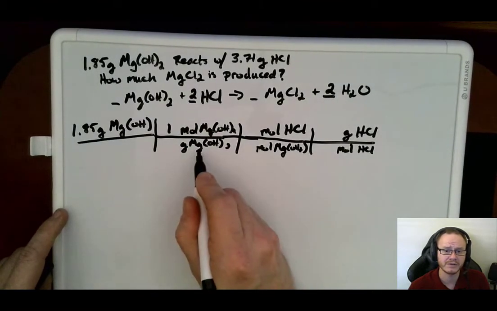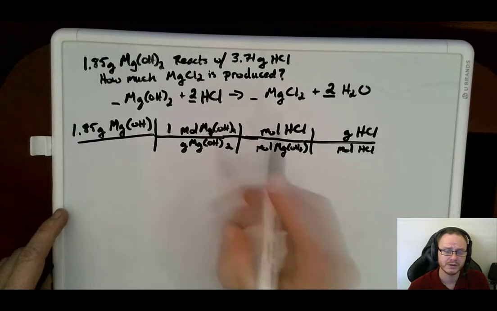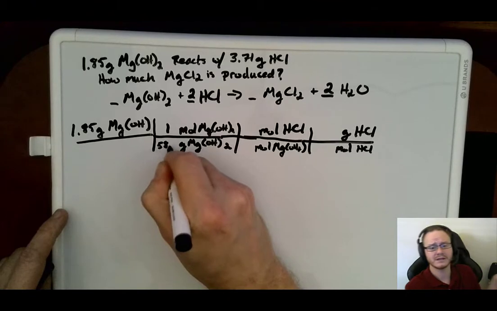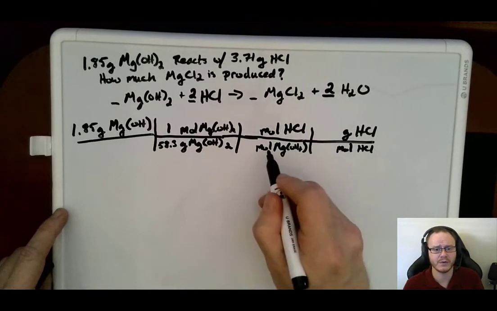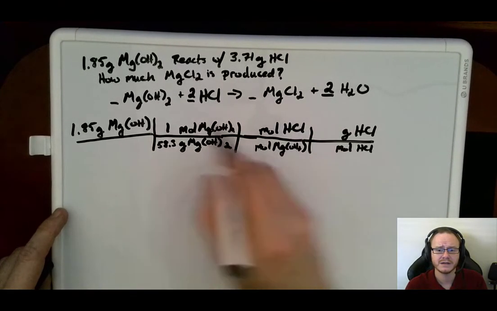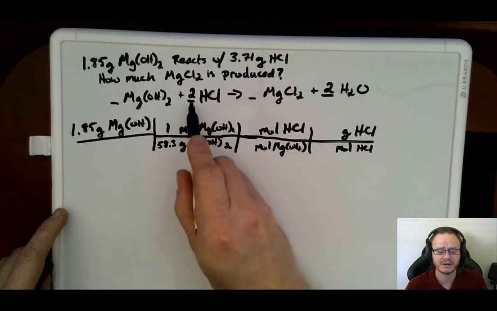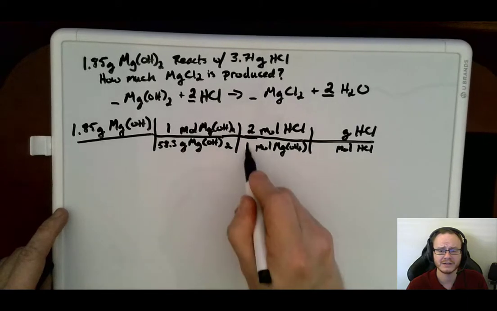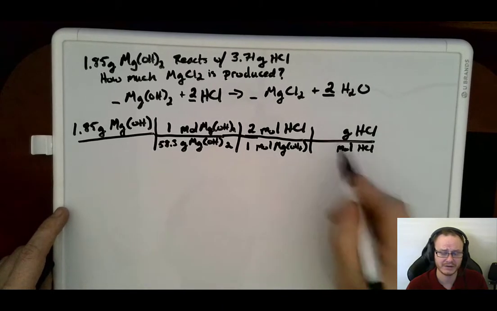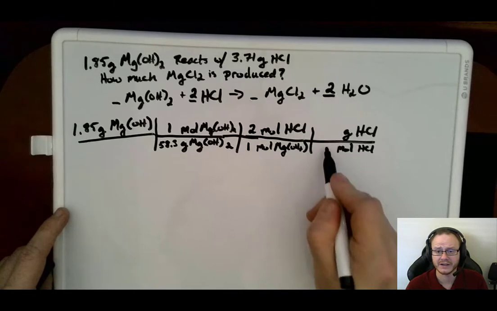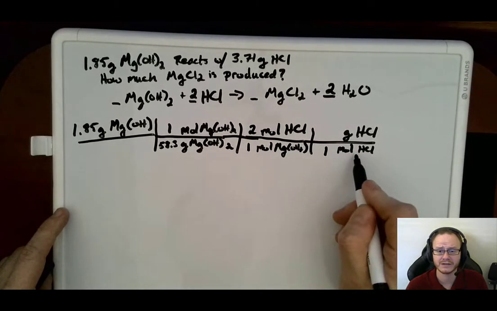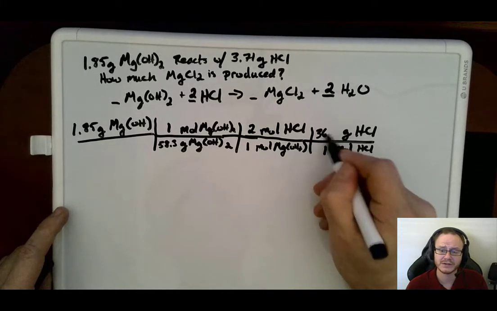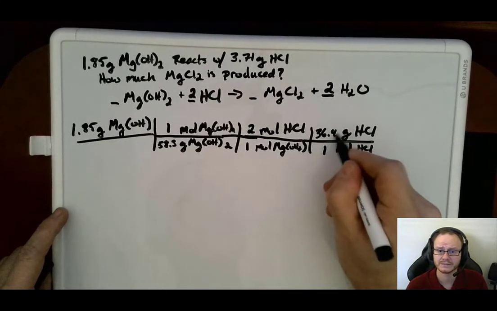This is a mole to gram conversion. 1 mole equals the molar mass of magnesium hydroxide. That happens to be around 58.3. This is a mole to mole conversion. That will come from the balanced equation. Here, 2 hydrochloric acid to 1 magnesium hydroxide. And finally, I have a gram to mole conversion for hydrochloric acid. 1 mole equals the molar mass of hydrochloric acid, which is around 36.45 grams.